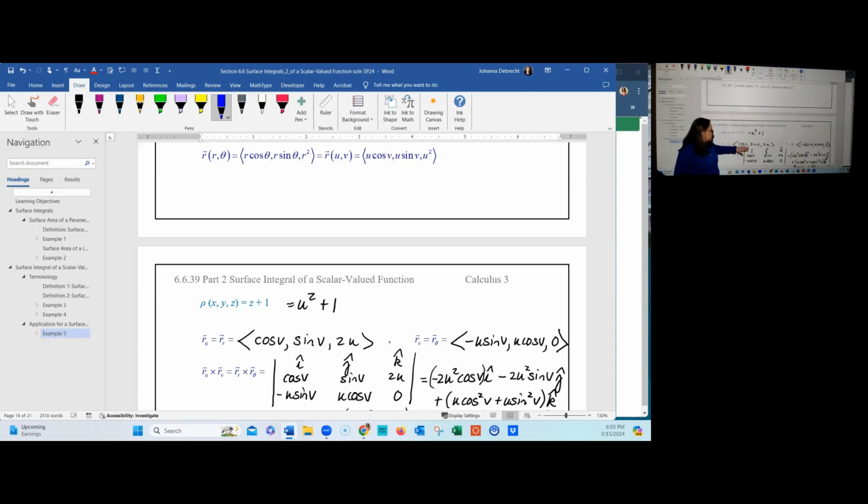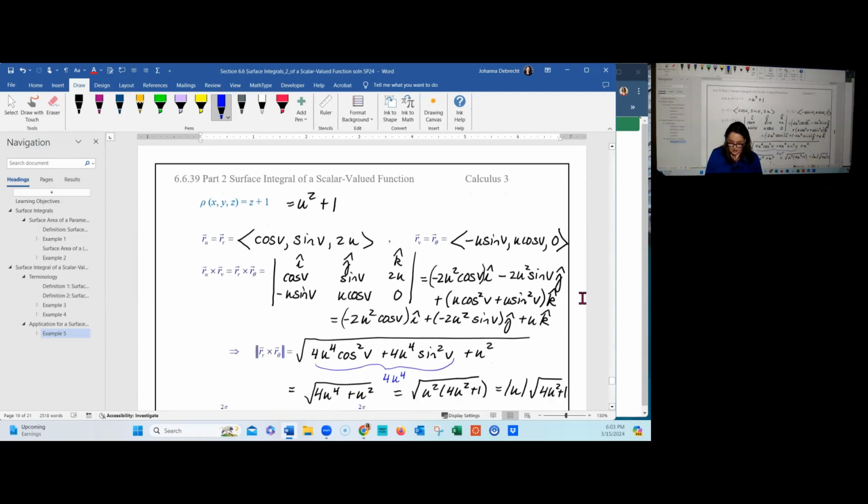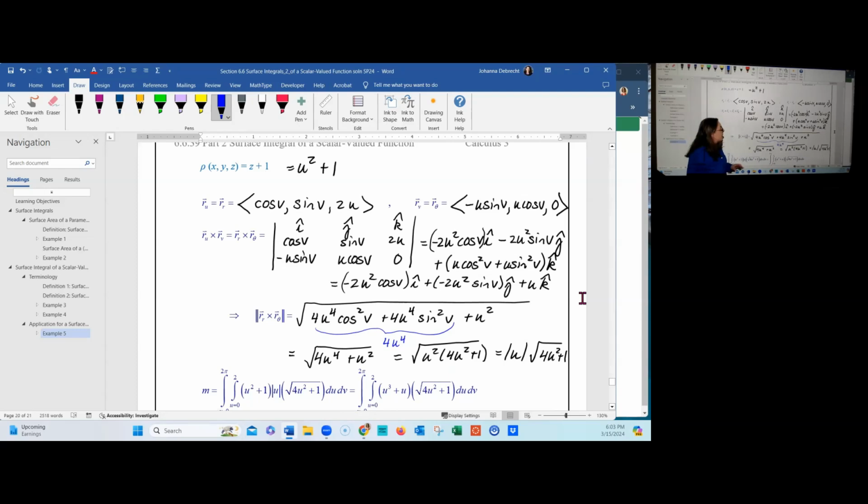To find the partial derivative with respect to u, we go ahead and take the derivative of the parameterization, which gives us cosine v, sine v, 2u. Then we find the partial derivative with respect to v, the directional derivative where v varies and u stays constant, which gives us negative u sine v, u cosine v, and 0. Next, we form the cross product to find the actual normal vector of this parameterization. And when we work it out, we get negative 2u squared cosine v in the i hat direction plus negative 2u squared sine v in the j hat direction plus u in the k hat direction.